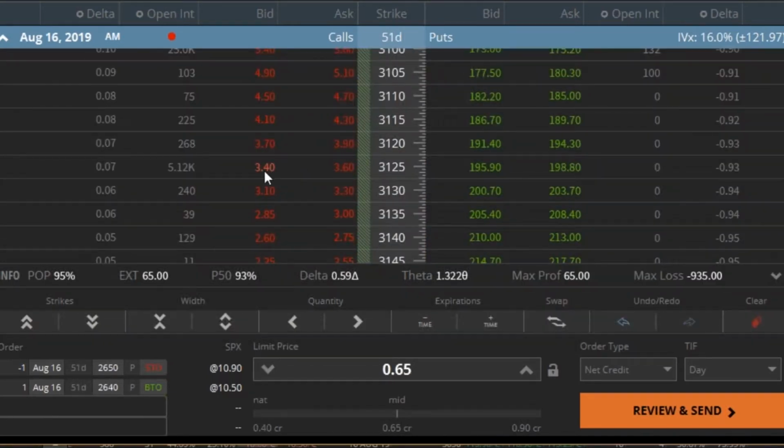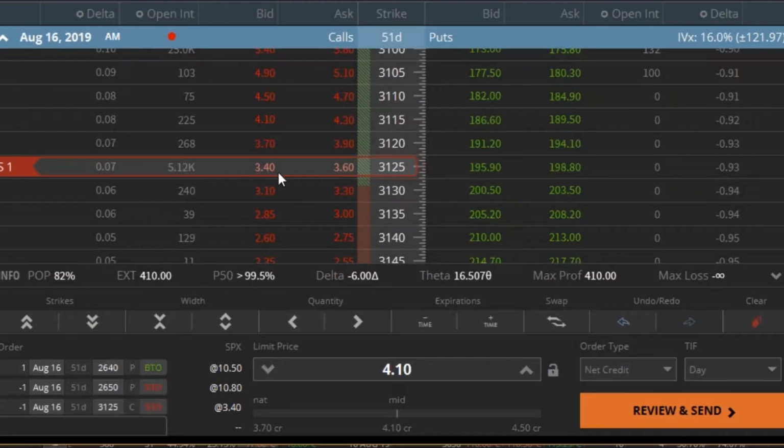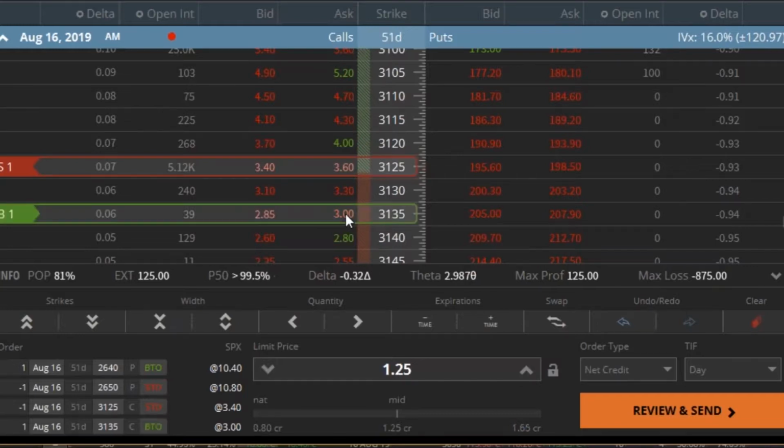So we're going to sell the 31.25, which we're clicking on the bid, and we're going to buy the 31.35, so we're clicking on the ask. All right, so this is how it's set up on the TastyWorks platform.